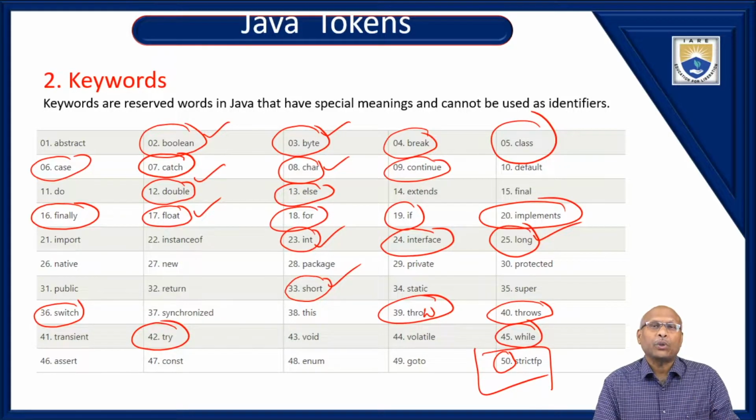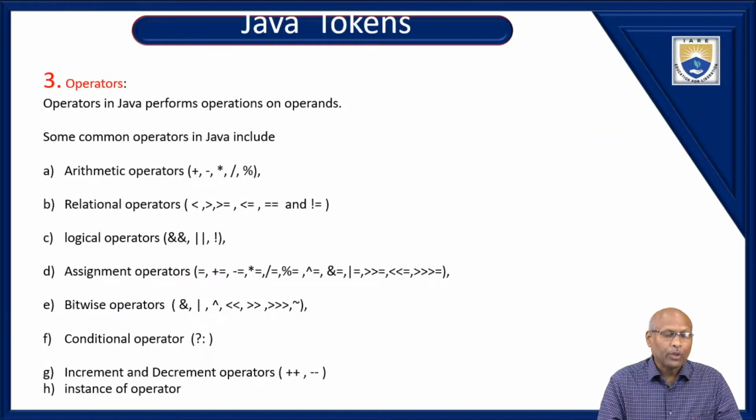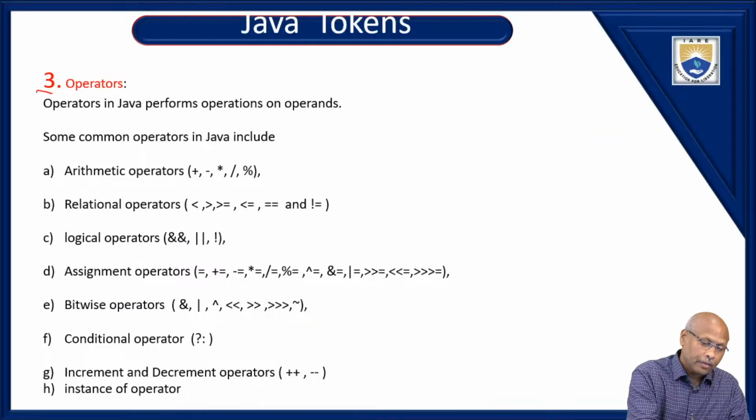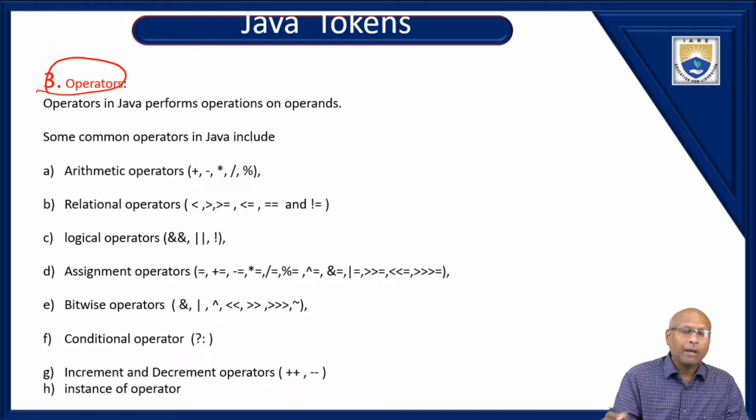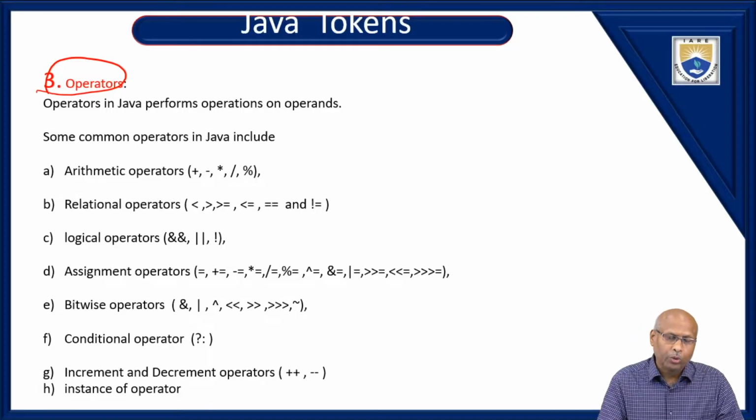Okay. So this is the second token. I have told you the tokens like identifier, keywords. The next token is operator. In your program, you may use a set of operators also. These operators are generally useful while doing some operation on the operands.